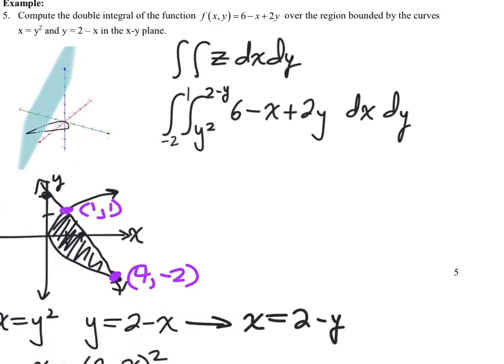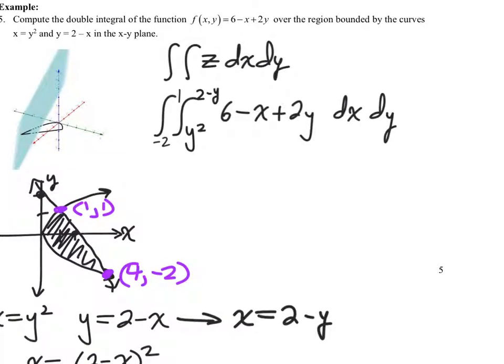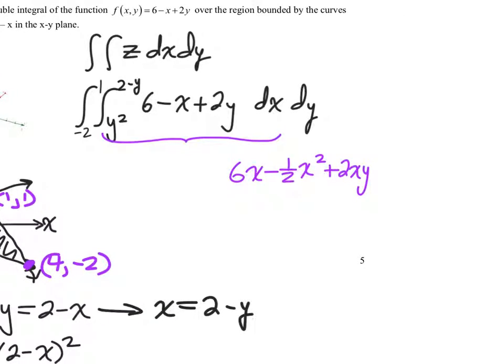Could have also gone the other way. Okay, so anti-differentiate, again, inside out. So I'll tackle this guy first. So we're looking at 6x minus a half x squared plus 2xy over the interval of y squared to 2 minus y.